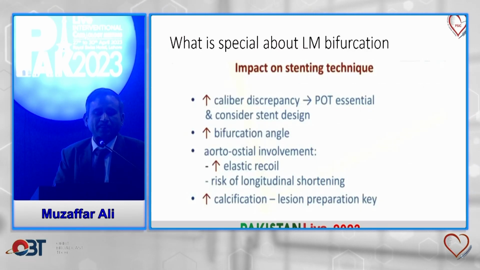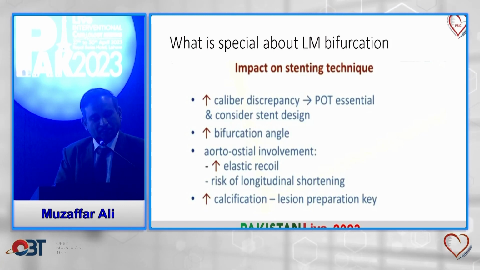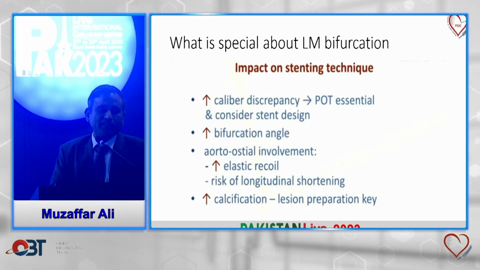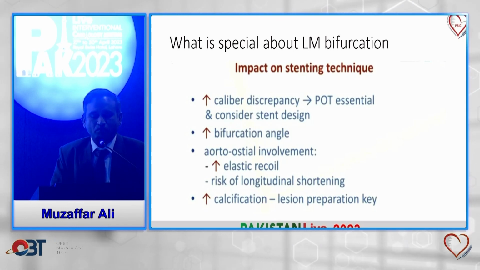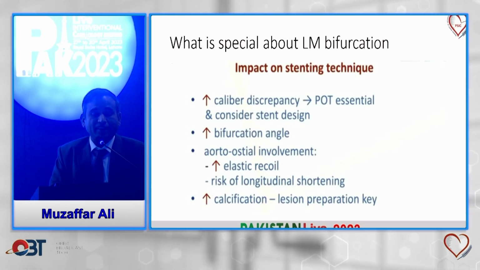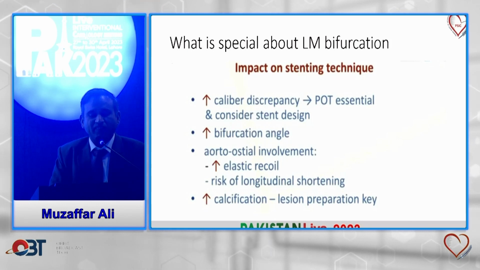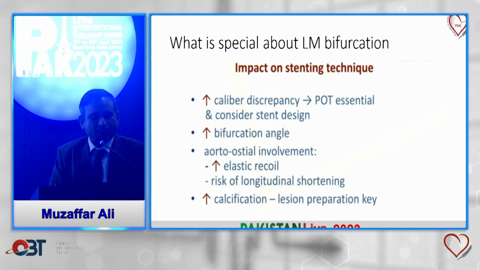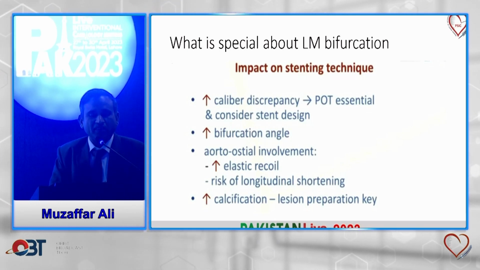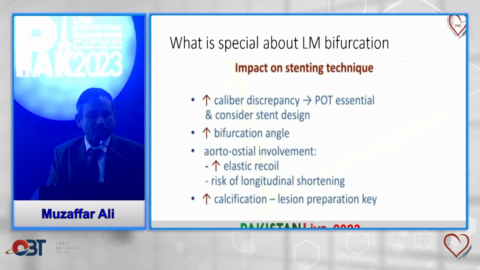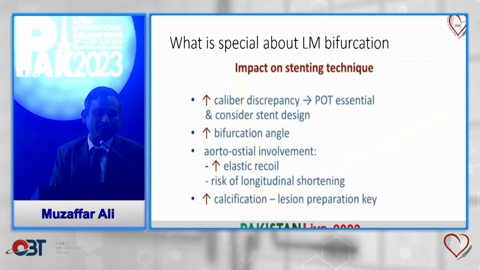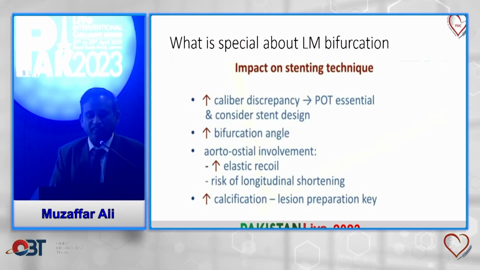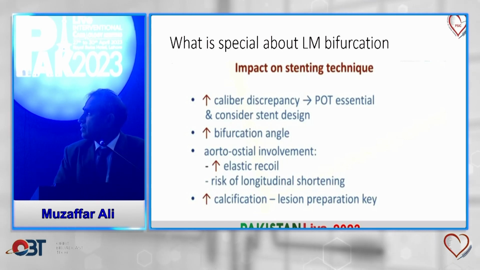That's why left main PCI is special because there is impact on stenting technique, increased caliber discrepancy, POT is essential, stent design is very essential, and the bifurcation angle matters. Aorto-ostial involvement actually leads to increased elastic recoil, and risk of longitudinal shortening is also there, and especially when there is calcification, the lesion preparation is key.